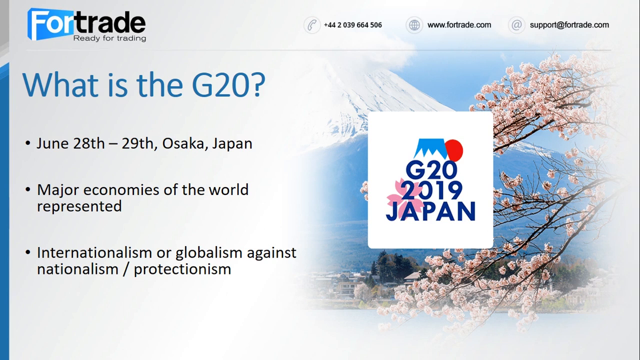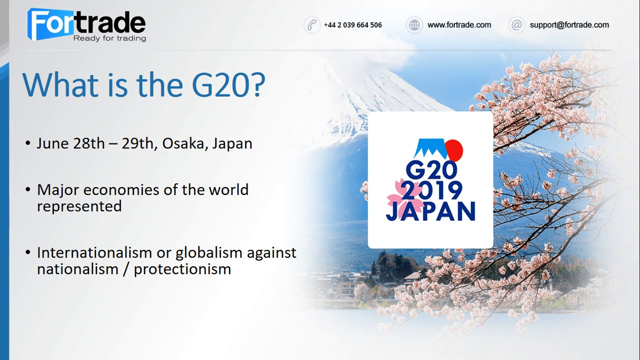Thus, it's more representative of the world economy than the G7 countries. That's Canada, France, Germany, Italy, Japan, and the United Kingdom, and the US, which together account for 46% of global GDP, 34% of global trade, and 10% of global population.